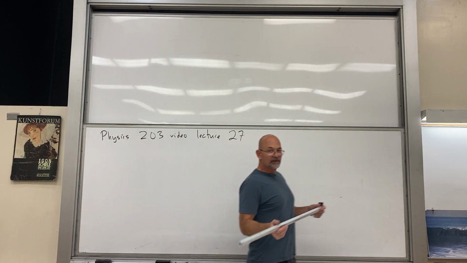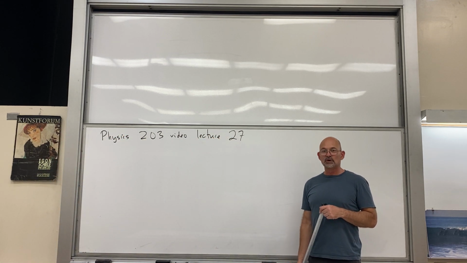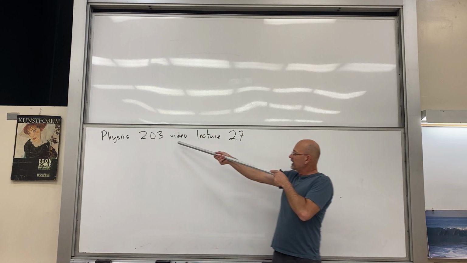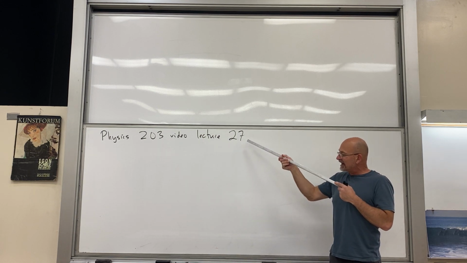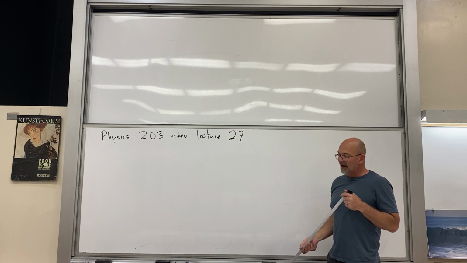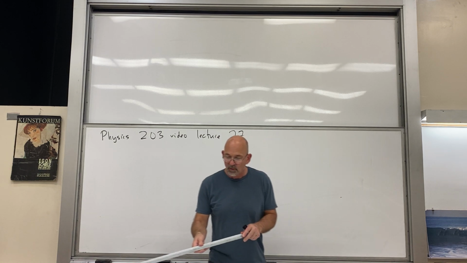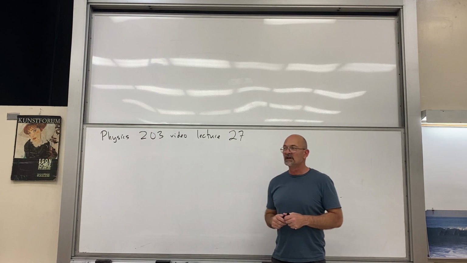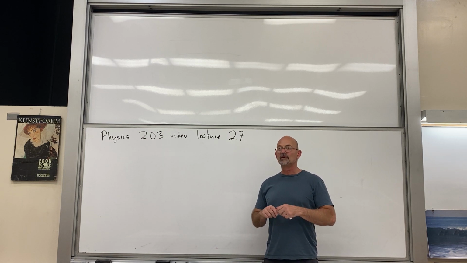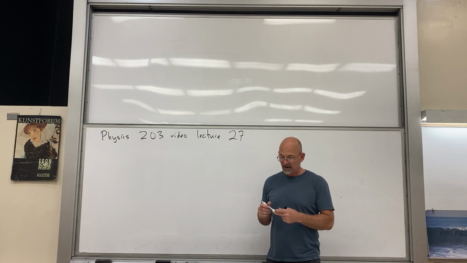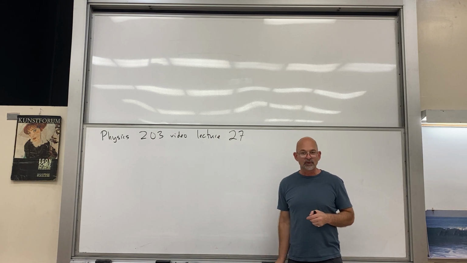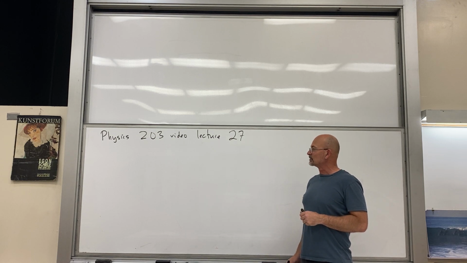And here we are, it's the physics video lecture. Physics 203, video lecture 27. I'm going to pick up where we left off, talking about the wave equation and the so-called eikonal equation. And that chart or that table that I started last time, I'm going to complete, and then we'll see where that takes us.